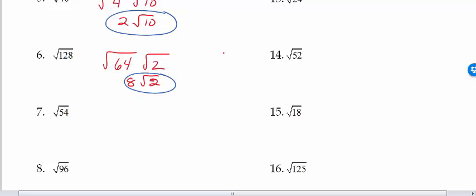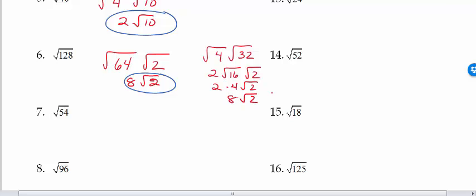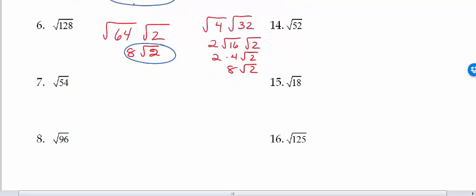If we had gone down the route of taking out a 4, we would have been left with 32. Now we would have had to break down the 32. So we would have had 2 times 4, root 2, and gotten 8 root 2. The same answer, but with a couple more steps. Our next problem is the square root of 54. 54, if you think about it, is 6 times 9. So the square root of 9 is 3, and we get 3 root 6.